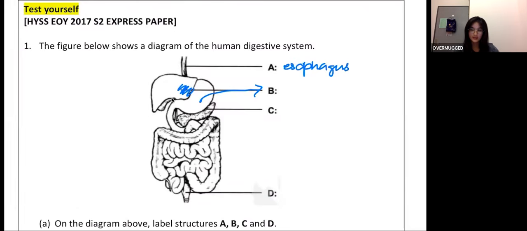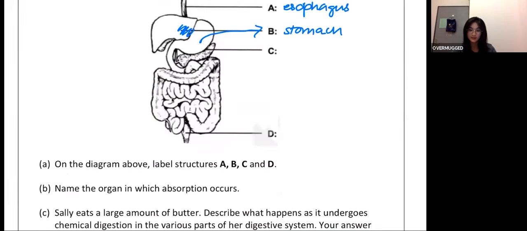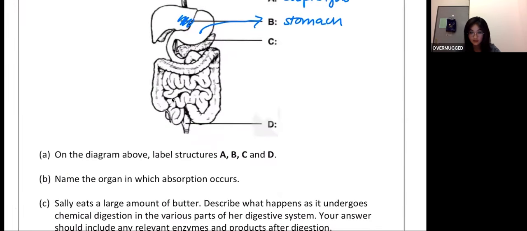Now, part B, it is the one that I said is over here. What is that? That is your stomach. Then for part C, I realized part C is pointing to the stomach, so ignore that. Then for part D, what is that? That will be at the end of your entire digestive tract. I didn't cover it, but I'm pretty sure you went through it in school. That will be your anus.